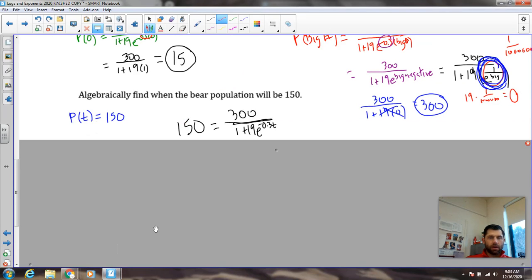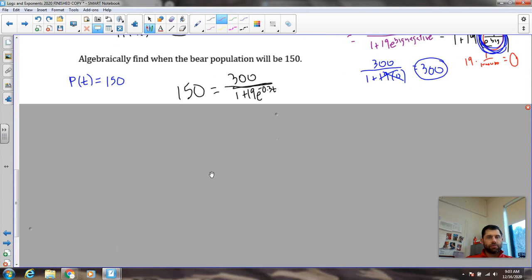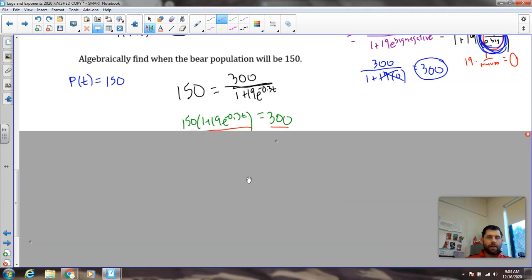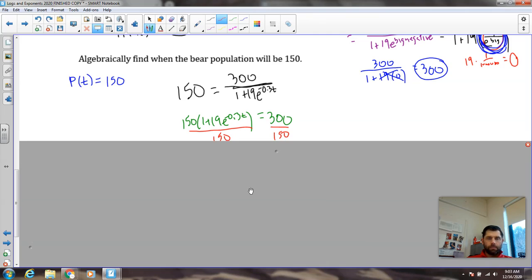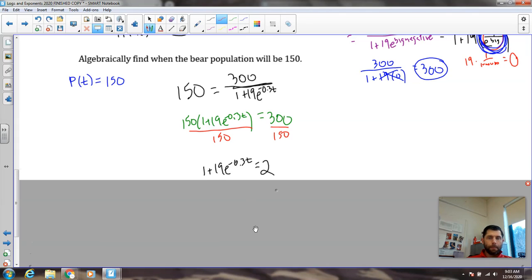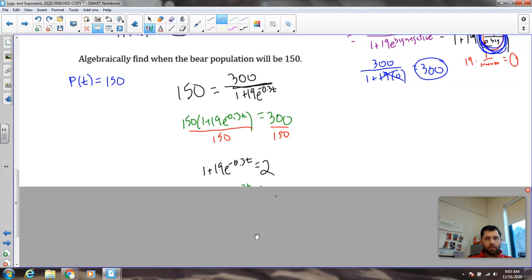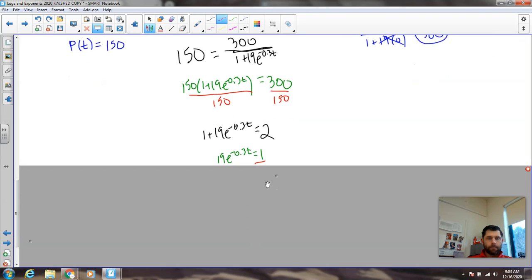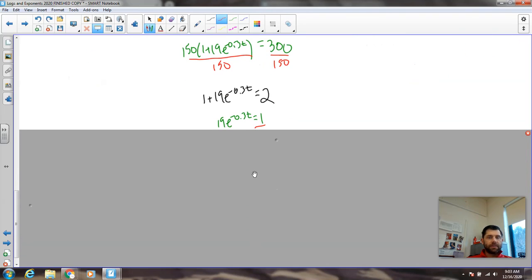Okay, so hopefully you paused. If you didn't, just do it now and try this workout. So I plugged in 150 for my output. I need to work backwards to solve for t. So I multiply both sides by the denominator to get rid of that fraction. And instead of distributing here, I'm just going to divide by 150. If you caught that nice shortcut, that saved us a lot of work. So I divided both sides by 150. Subtract 1 from both sides. Divide by 19.